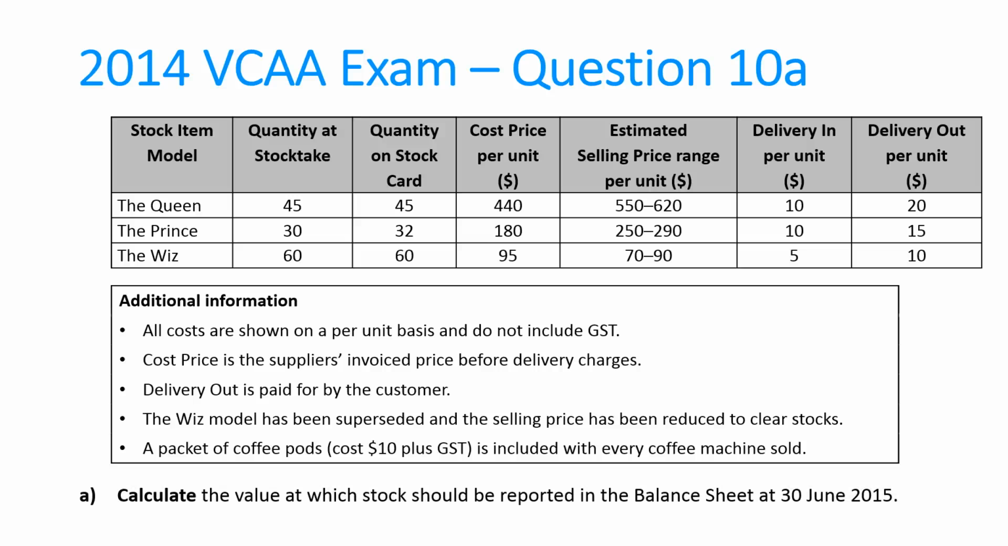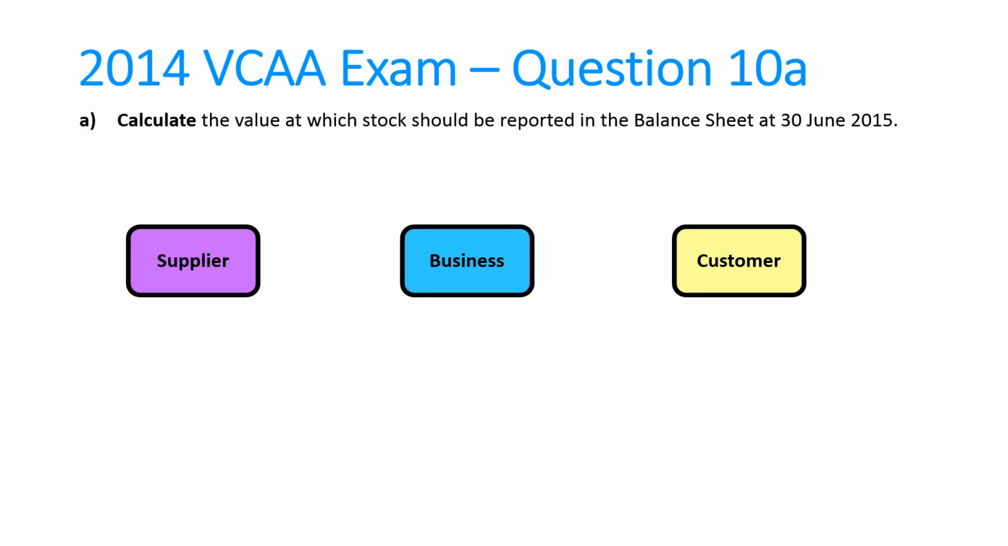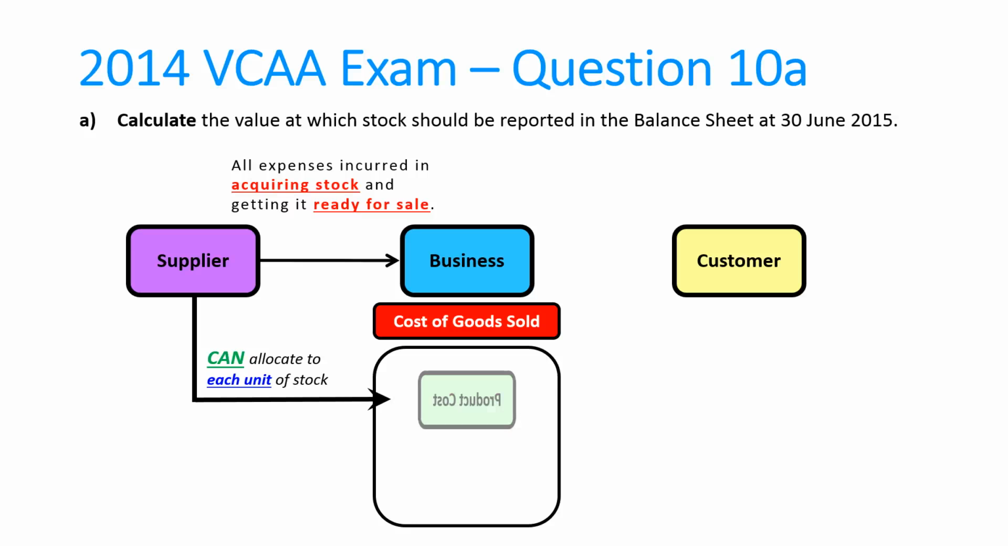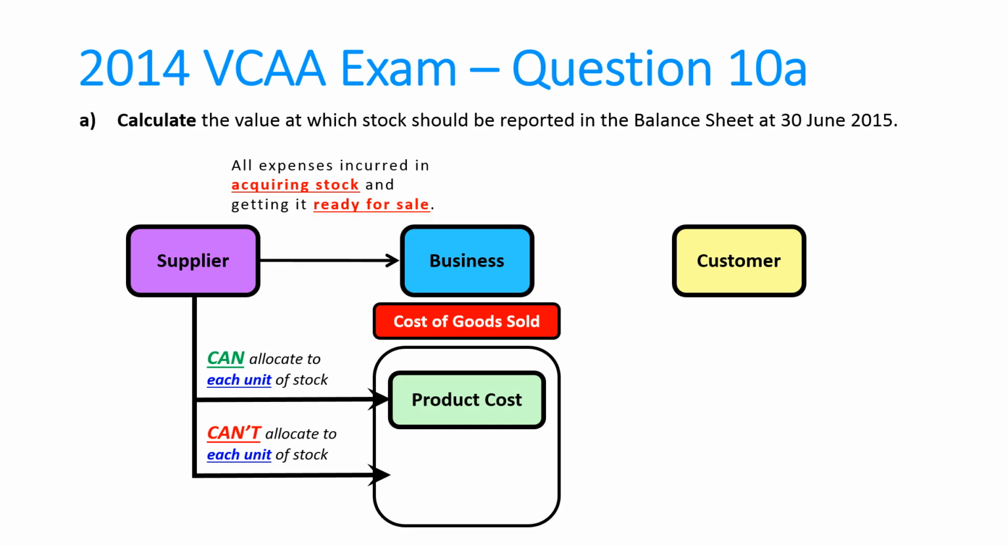What we're asked to do for A is calculate the value at which stock should be reported in the balance sheet. So the first thing we need to remember is stock is listed at its cost, and cost is simply its product cost. So what we do is we call all expenses incurred in acquiring stock and getting it ready for sale cost of goods sold. The ones we can allocate will be called product costs. The ones we can't allocate will be period costs.